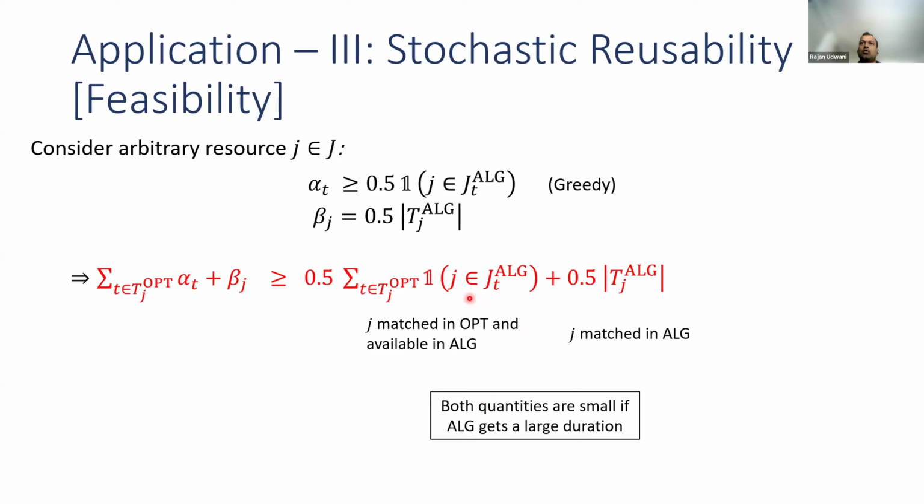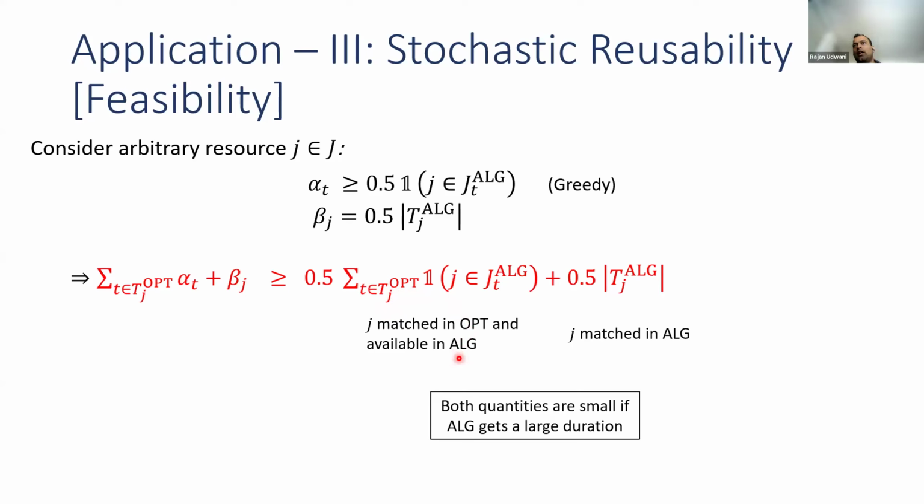I'll just match the resource once. And this part may also just be 1, because when I count this whole thing, I'm not just counting the number of times that J gets matched in opt. I'm looking at the number of times that J gets matched in opt and it's available in alg. And it may be unavailable in alg. So this term may also be quite small. So I could be in a scenario where both terms are small on some sample path.